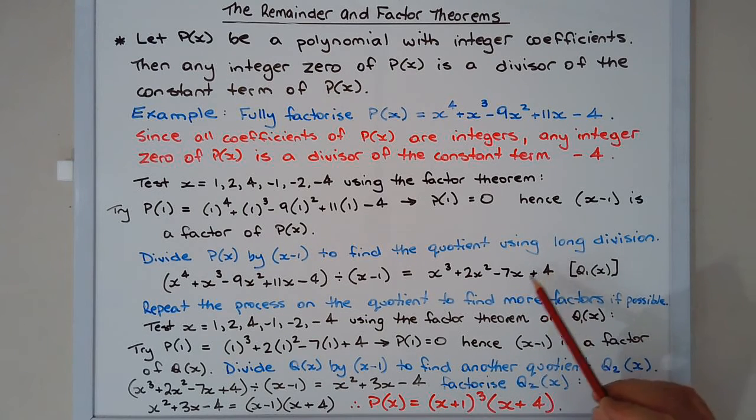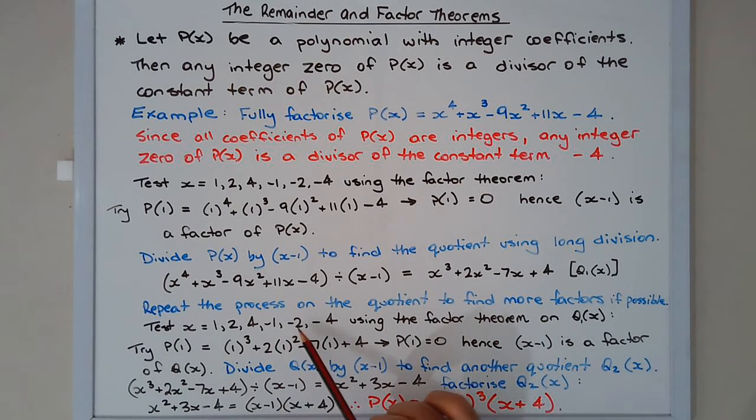Now, the constant term is positive 4. All coefficients are integers, and we can use the property in the first point again to see if we can discover any more factors. So the divisors of positive 4 are plus or minus 1, 2, 4. We're going to test those using the factor theorem on Q1 of x. Again, the first one is x equals 1. We can try that first. And if that happens to work, then we just repeat the process again.